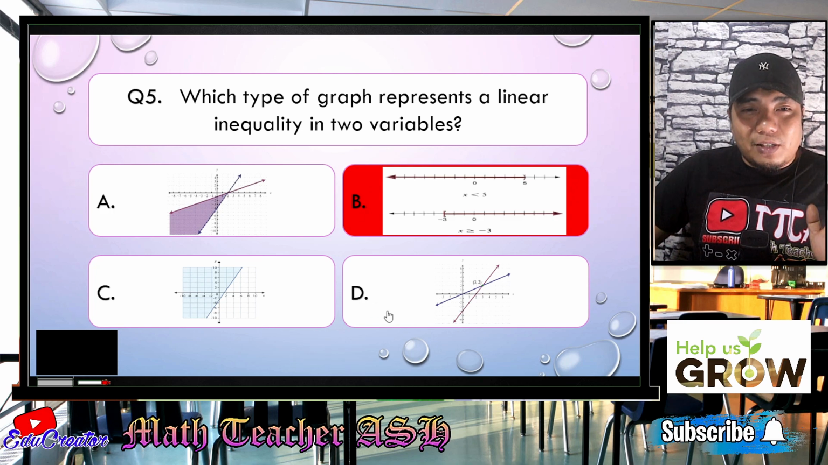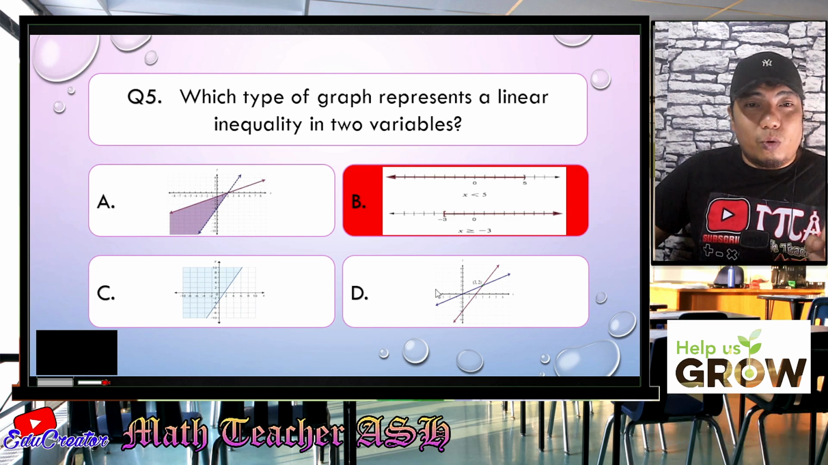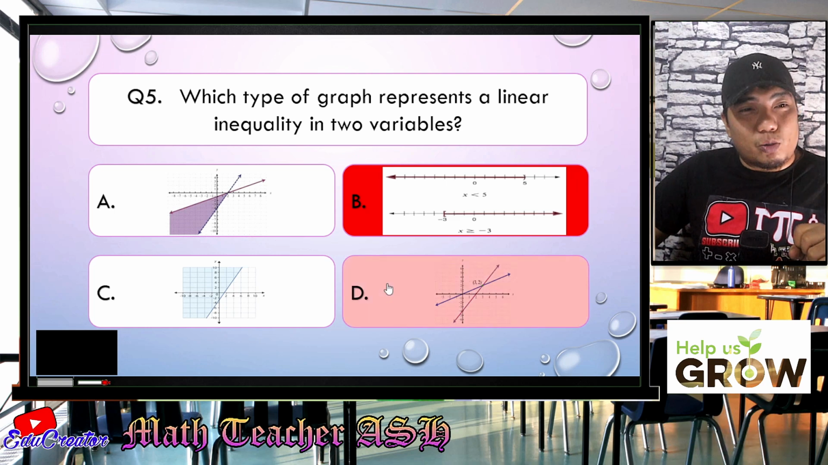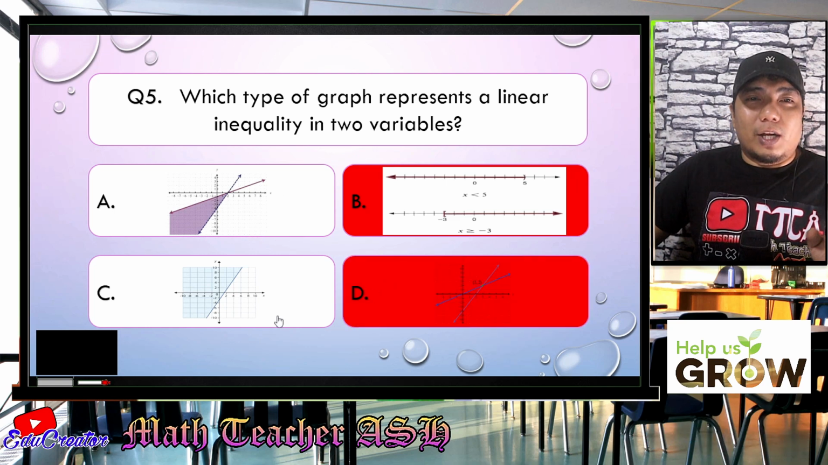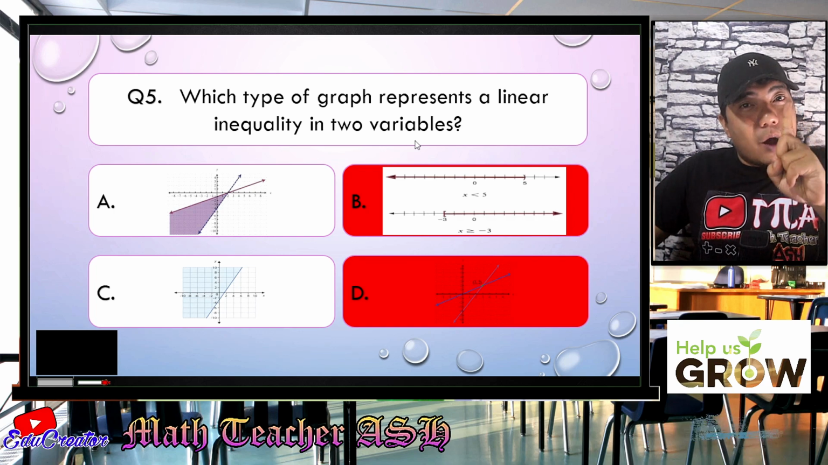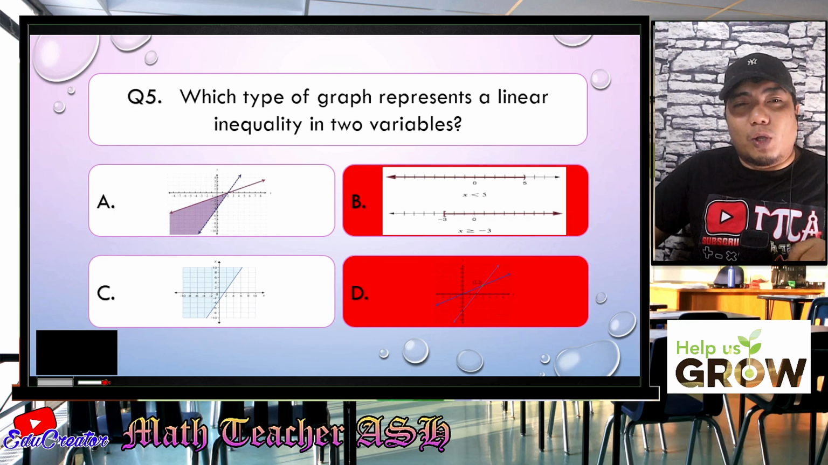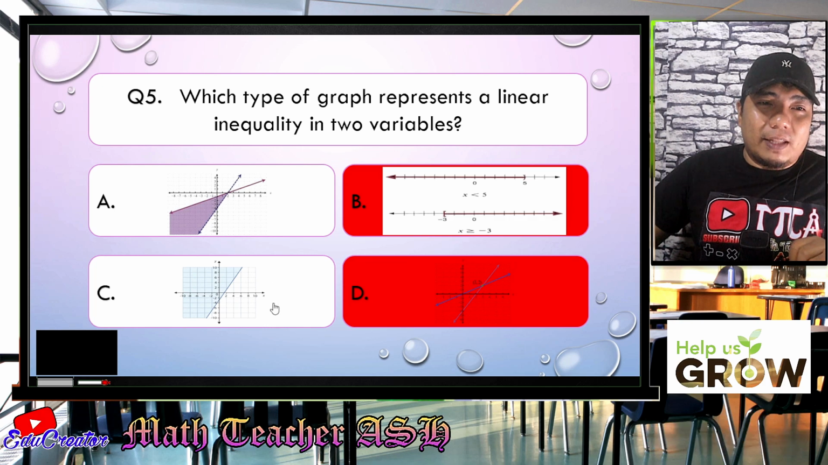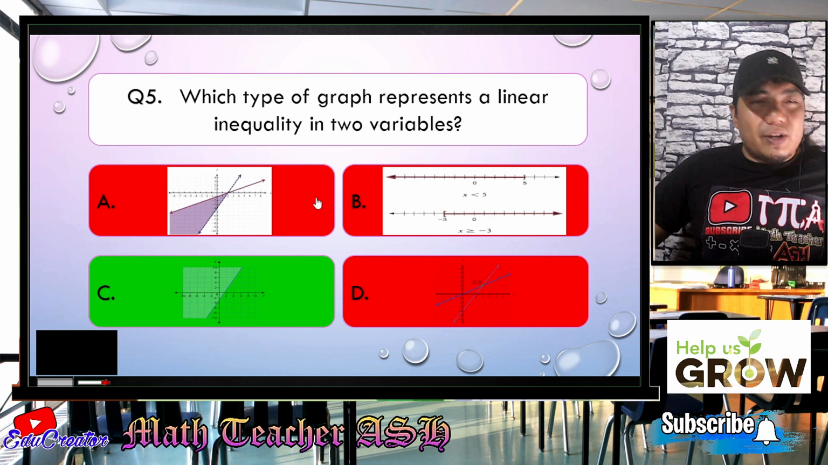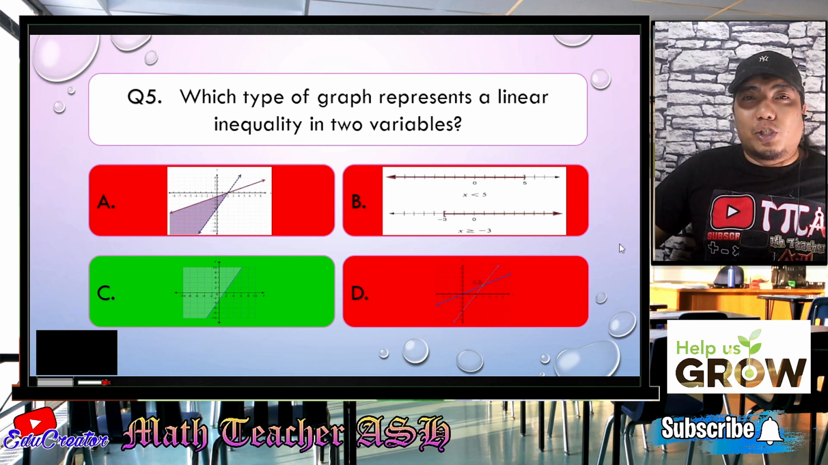Now, in letter D, this is just two equations, or two graphs for two equations, both of which are linear functions, not a linear inequality. So therefore, letter D is wrong. Now, how about letter C? Now, we are talking here about a linear inequality in two variables. So we are talking about one linear inequality. Okay, so if it is one, then the half plane that represents it here is, of course, letter C. All right, my dear math learners. Easy, right? Very easy. So now let us go to question number 6.